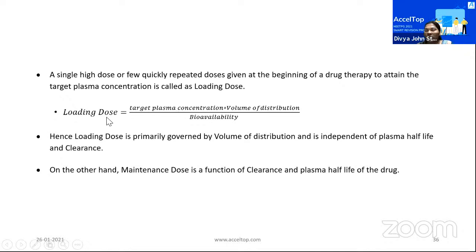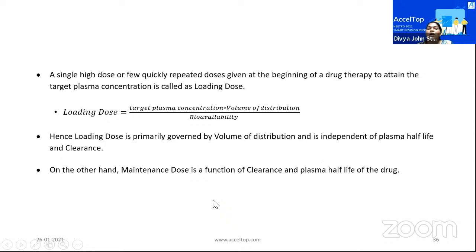So for a loading dose of a drug given via IV, the equation becomes target plasma concentration into volume of distribution. Hence loading dose is primarily governed by the volume that is available to accommodate the given dose, so volume of distribution, and it is independent of the plasma half-life or clearance.